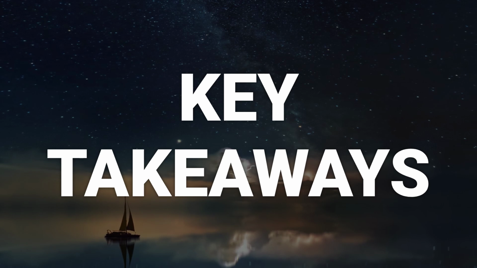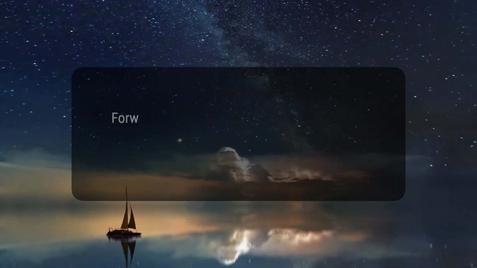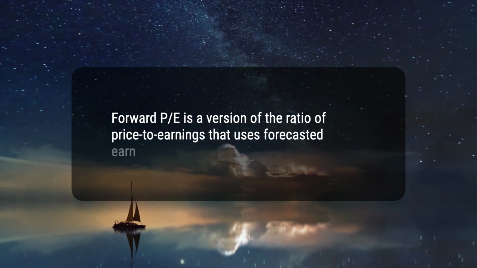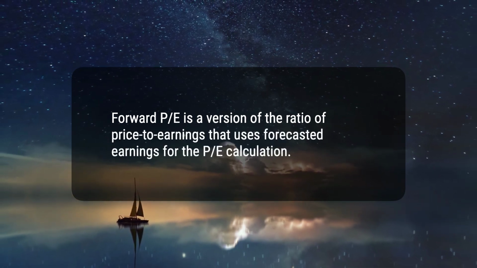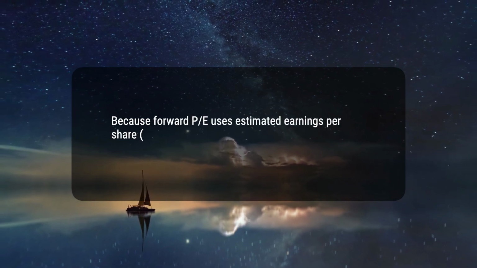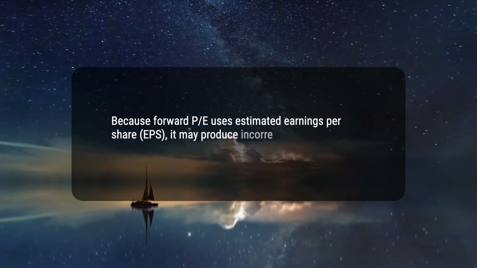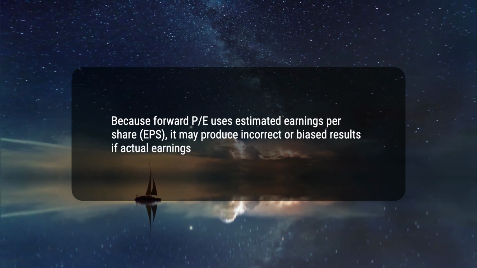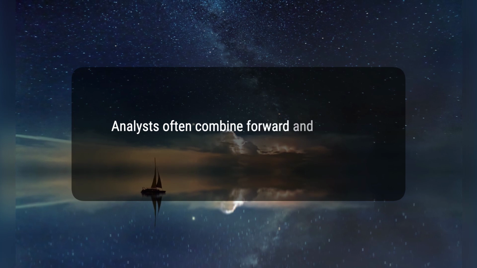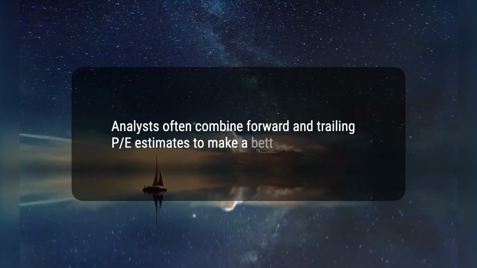Here are 3 key takeaways. 1. Forward P/E is a version of the ratio of price to earnings that uses forecasted earnings for the P/E calculation. 2. Because forward P/E uses estimated earnings per share, EPS, it may produce incorrect or biased results if actual earnings prove to be different. 3. Analysts often combine forward and trailing P/E estimates to make a better judgment.